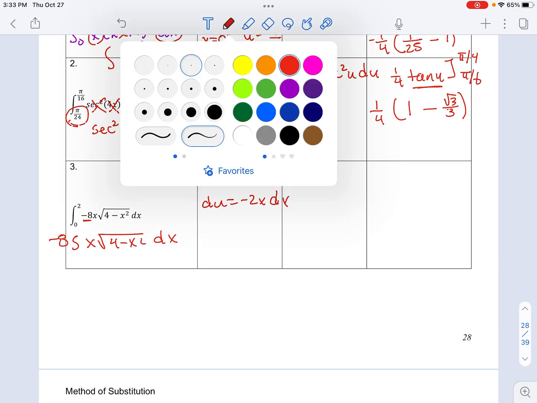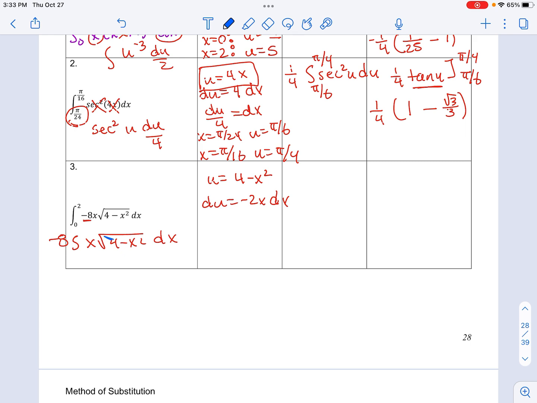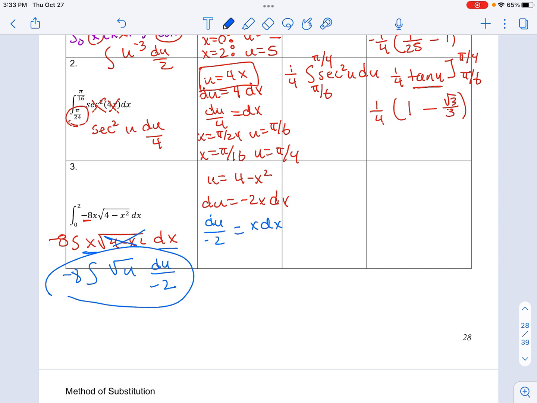So let's do the rewrite. So this gives me square root of u. And then I have x dx. So if I solve this for x dx, just divide that -2. So I have du over -2. I still have that -8 in the front. So this is what I have. Now let's clean it up and rewrite it. So really, -8 over -2 gives me a 4 in the front, and I have square root of u du.